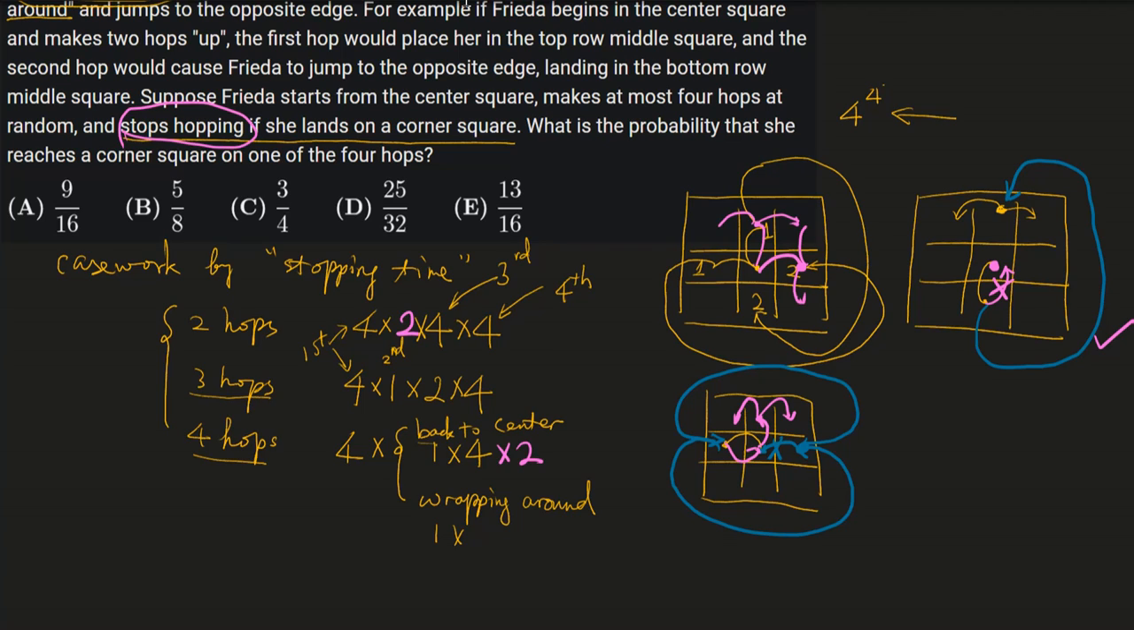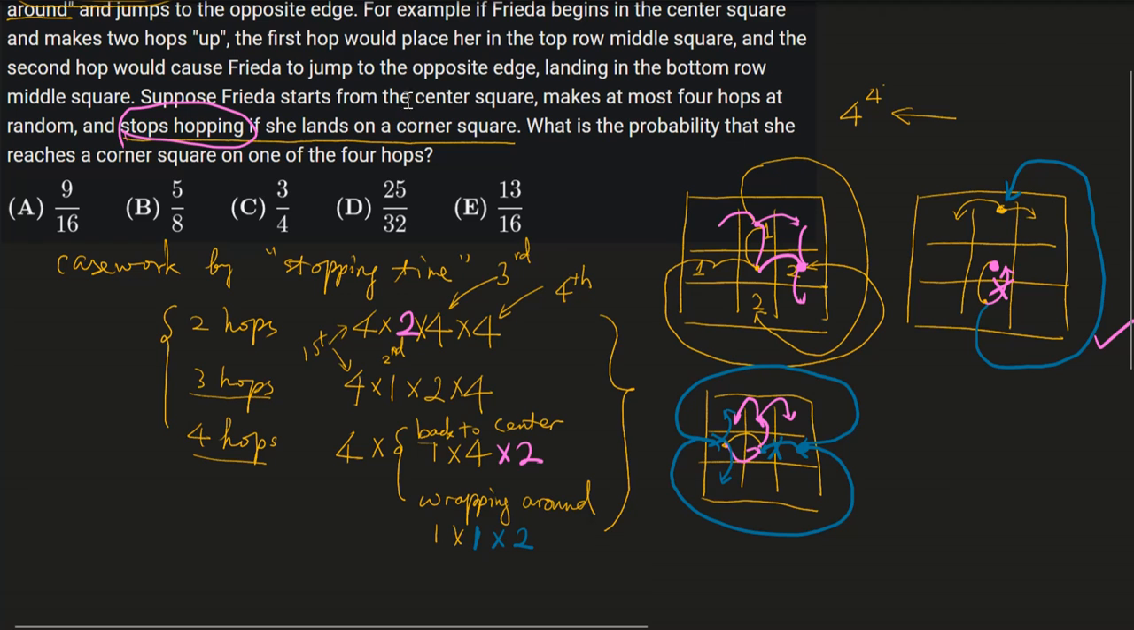Therefore, for the third hop, she has to go out and wrap around again. So that's only 1 choice. And after that, she can either go up or go down. That's 2 choices. Up to now, we've finished the counting of all possibilities that she can reach a corner square in 4 hops. So eventually we need to sum up these numbers.